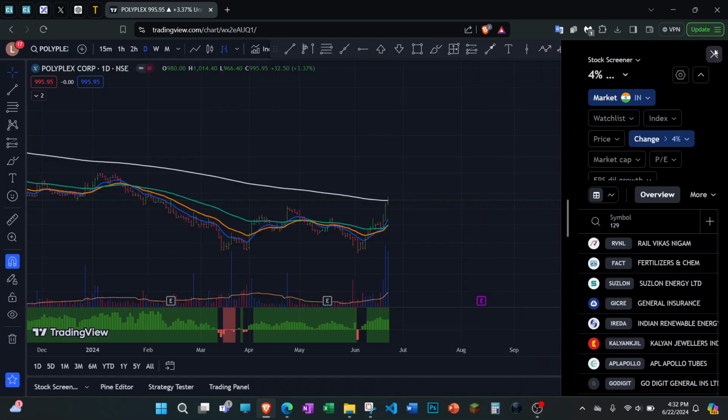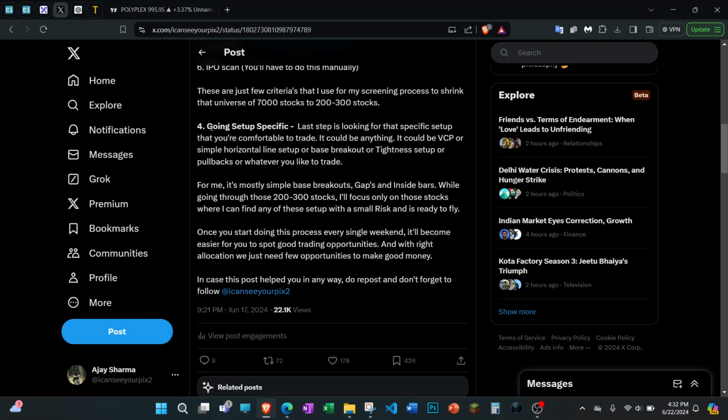And the last thing after that you can do is just going through the setup specific. So the last step is looking for that specific setup that you are comfortable to trade. It could be anything. It could be a VCP or simple horizontal line setup, or a base breakout or tightness setup, or pullbacks, or whatever you like to trade. For me, it's mostly the base breakouts, gaps, and inside bars, which I'm typically looking for a trade, right?